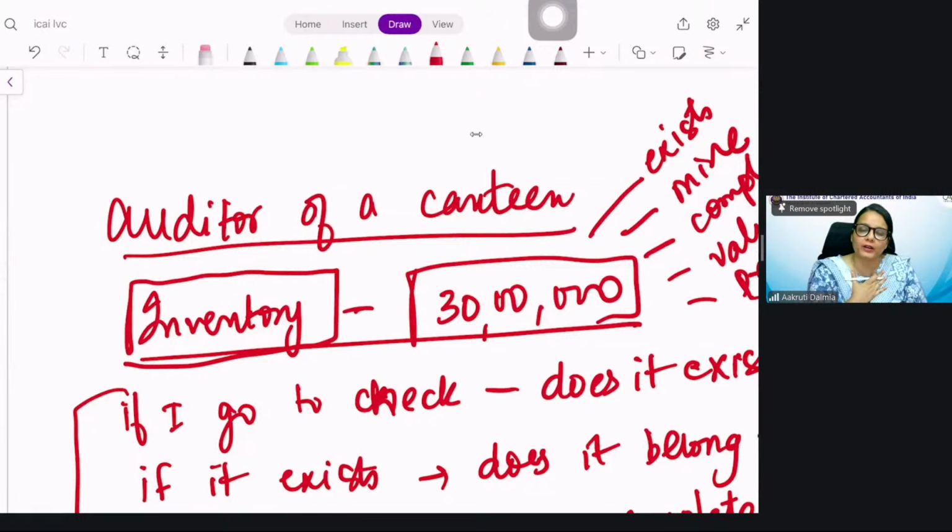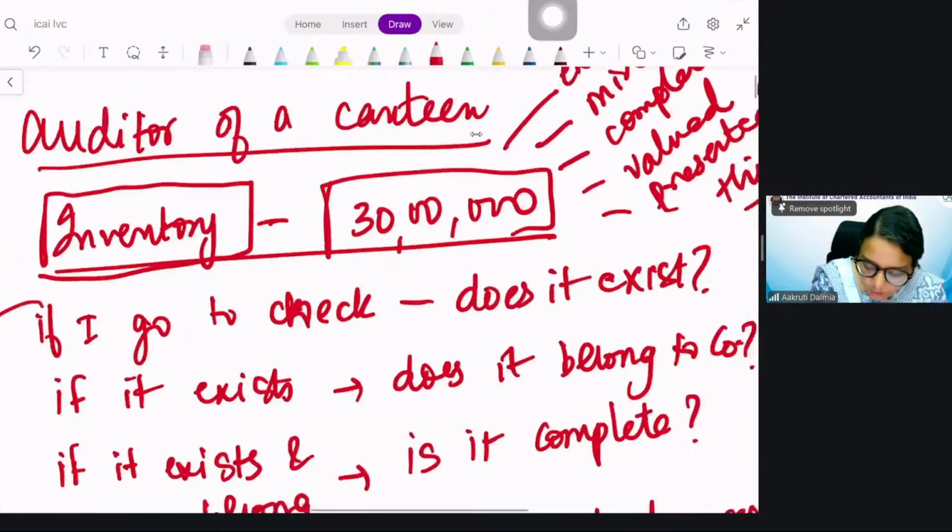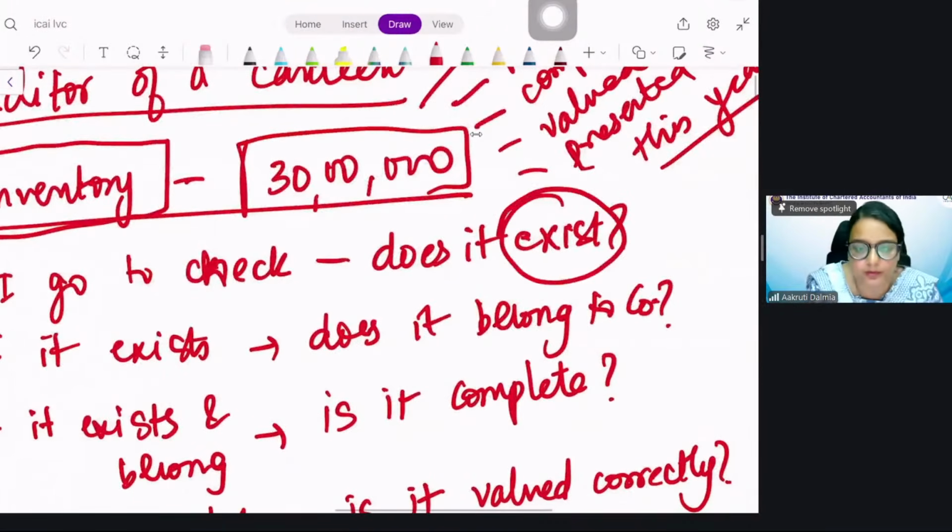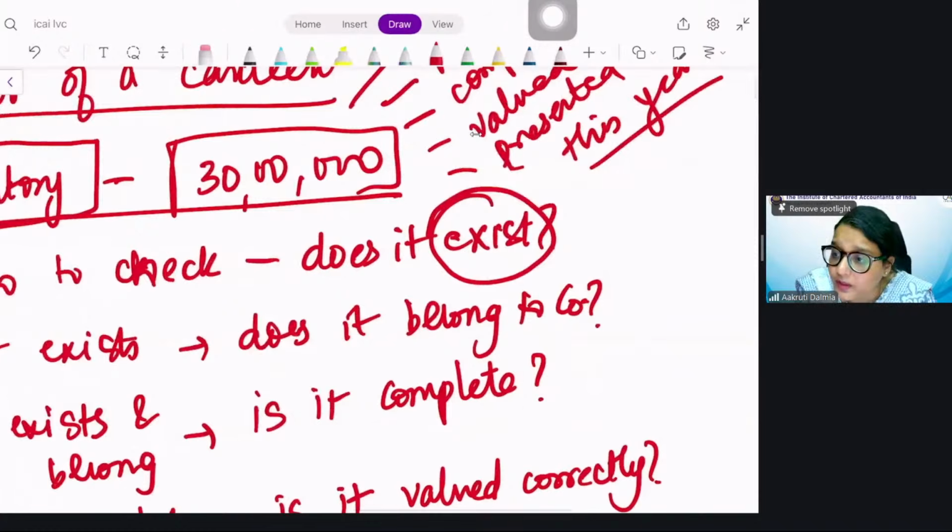Audit ho gaya inventory ka, khatam, all done? No. By seeing the inventory, what did Rashmi come to know? What evidence did Rashmi get by seeing the inventory? She only got the evidence that it exists. Then she will ask them, show me the bills of these inventory purchases.